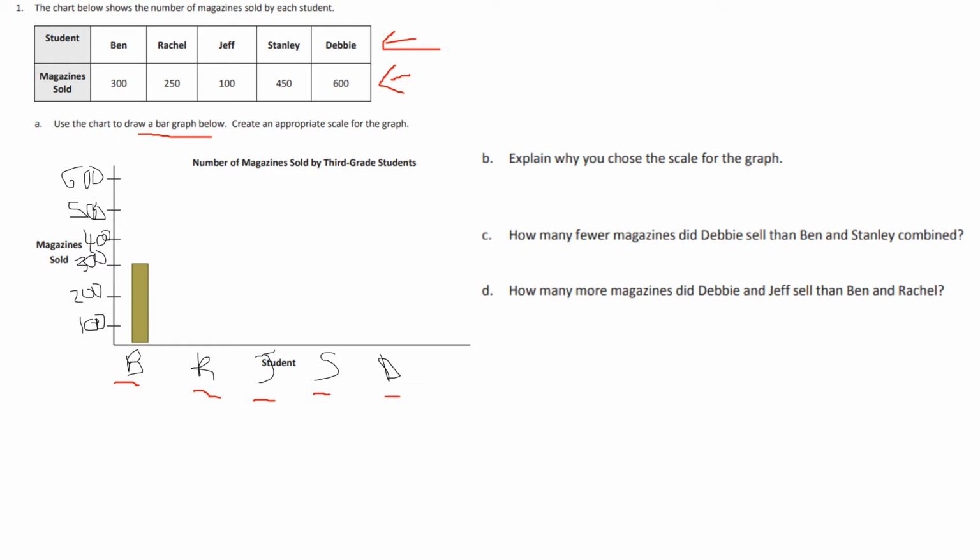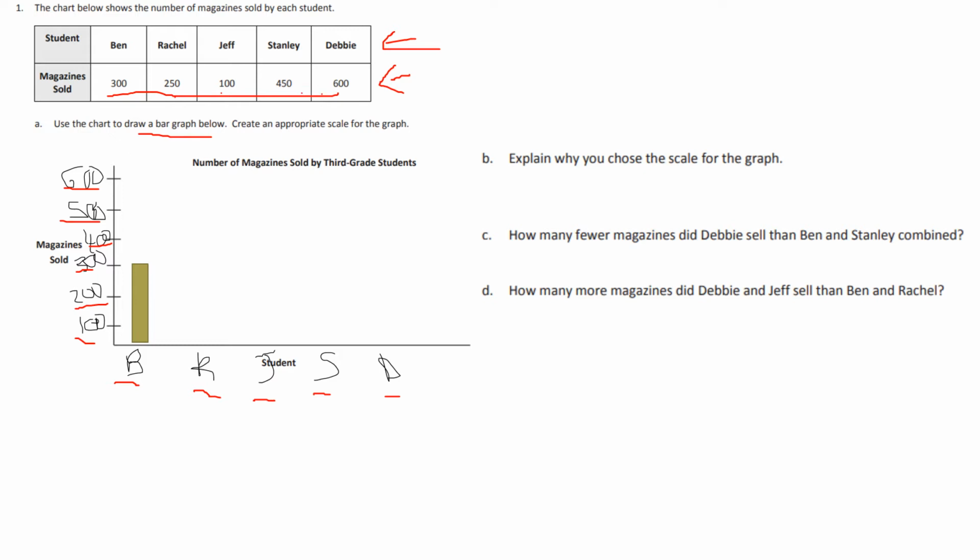And I chose over here, we're going to be writing down the magazines sold, and that's these numbers. So I went by 100: 100, 200, 300, 400, 500, 600. You can choose a different number. That's what I chose to do. If you do decide to choose a different number, this first part that I did is going to look a little different for you. Because what I did was make a graph up to 300, and that's Ben. So what you're going to do now is Rachel, Jeff, Stanley, and Debbie.